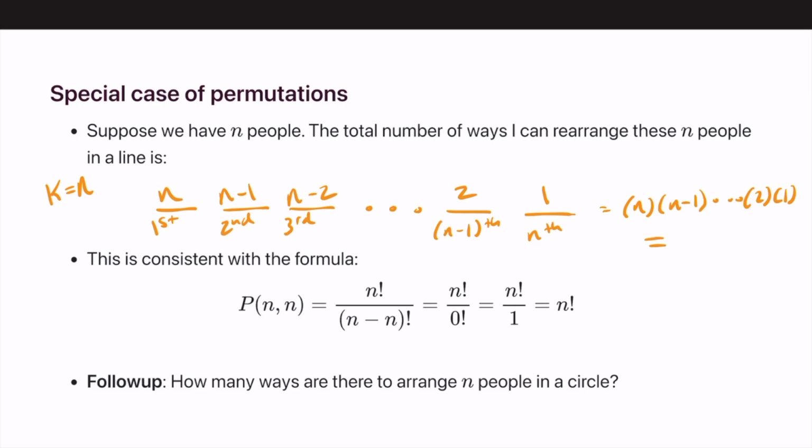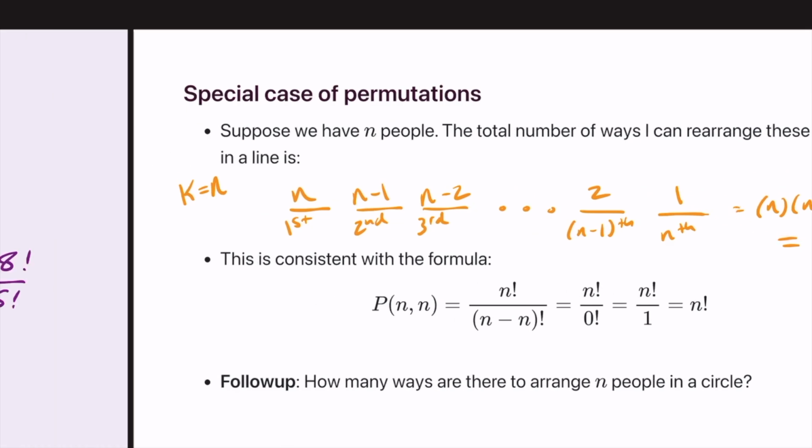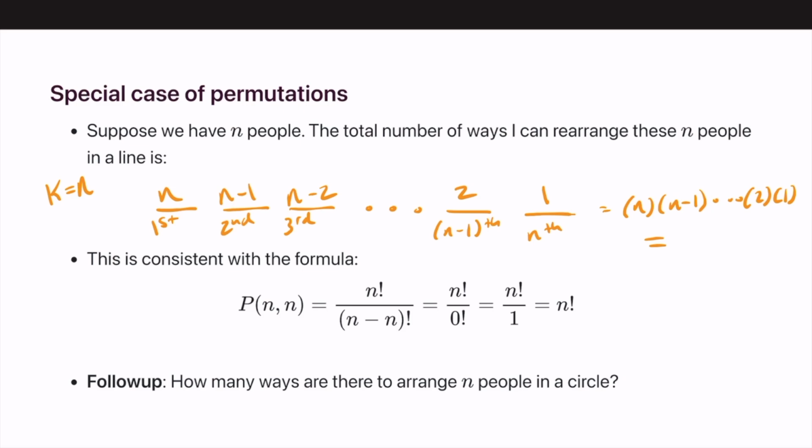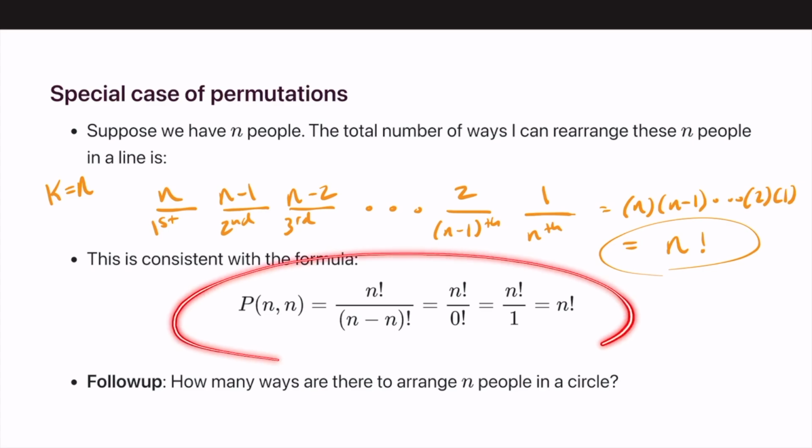And what is this? We just saw this. Where do we see this? We just saw this back over here. N factorial. So n factorial is what happens when we have k equals n. And it's consistent with the formula right here with the permutation of n and n, as k equals n. So we just replace k with n in there.